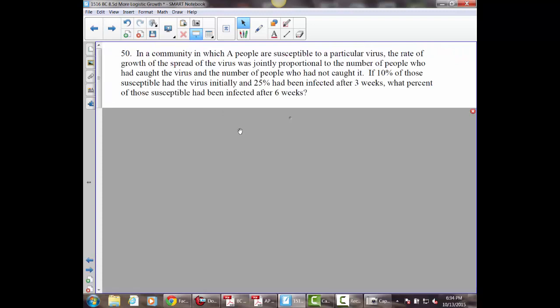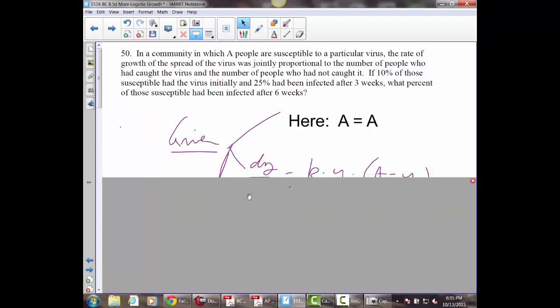In a community, this is number 50, in which A people are susceptible to a particular virus, the rate of growth of the spread of the virus was jointly proportional to the number of people who had caught the virus and the number of people who had not caught it. If 10% of those susceptible had the virus initially and 25% are infected after 3 weeks, what percent of those susceptible have been infected after 6 weeks?